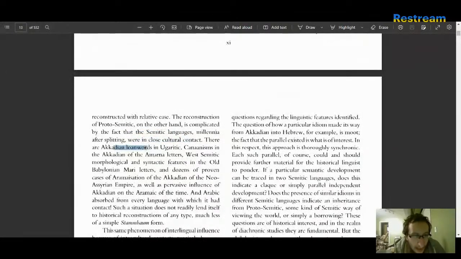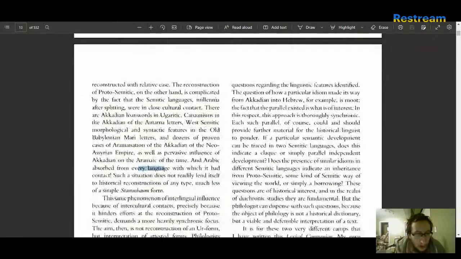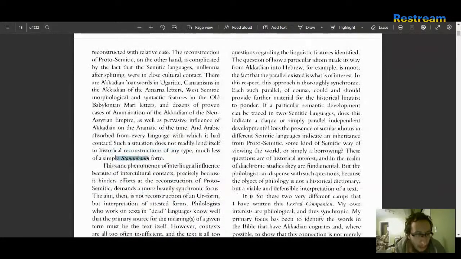There are Akkadian loanwords in Ugaritic, Canaanisms in the Akkadian of the Amarna letters, West Semitic morphological and syntactic features in the Old Babylonian Mari letters, and dozens of proven cases of Aramaization of the Akkadian of the Neo-Assyrian Empire, as well as pervasive influence of Akkadian on the Aramaic of the time, and Arabic absorbed from every language with which it had contact. Such a situation does not readily lend itself to historical reconstructions of any type, much less of a simple form.